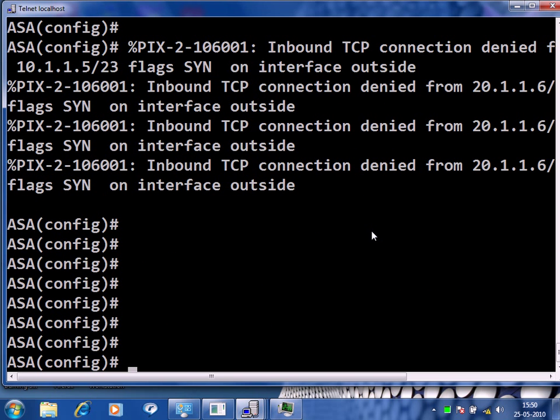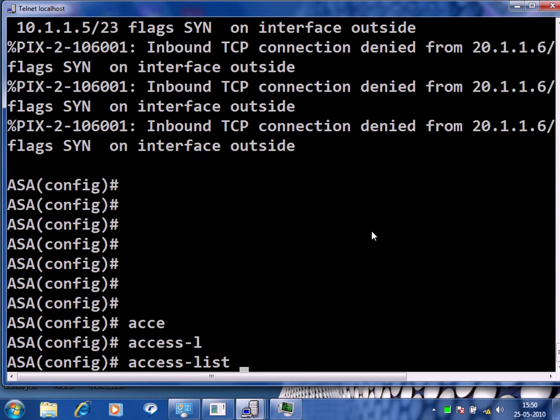So how to permit it? How to permit only this one, telnet? I want R6 to telnet to R5. How do I make it possible? Okay, access list, inbound. Always try to go with the name. Permit.